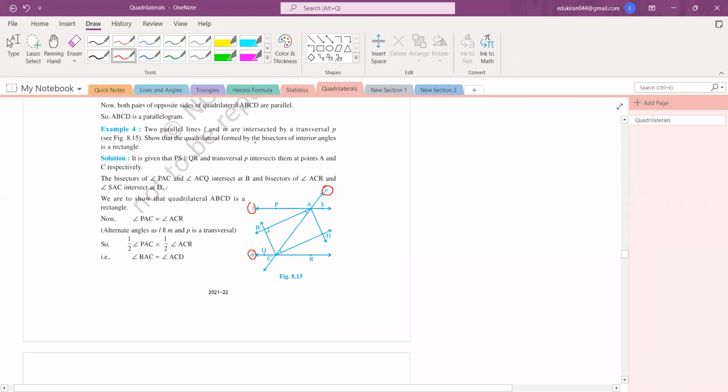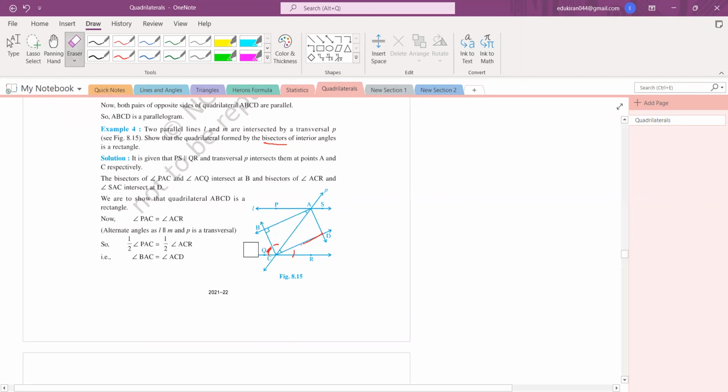Show that the quadrilateral formed by the bisectors of interior angles is a rectangle. So every interior angle is bisected. Don't draw it, I'm just explaining. This is one of the interior angles, and this line is its bisector, meaning this angle is equal to this angle. Similarly, this angle is another interior angle and its bisector is here. They are meeting at one point. Similarly, the other angles are also bisected. That is how a figure is formed in between.